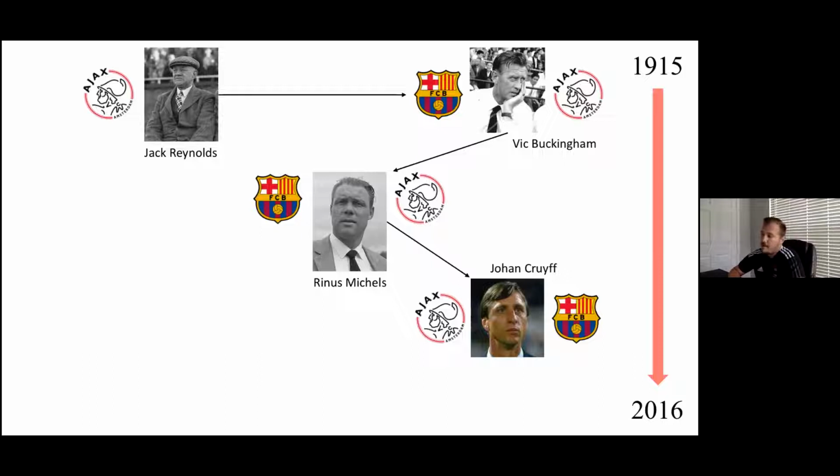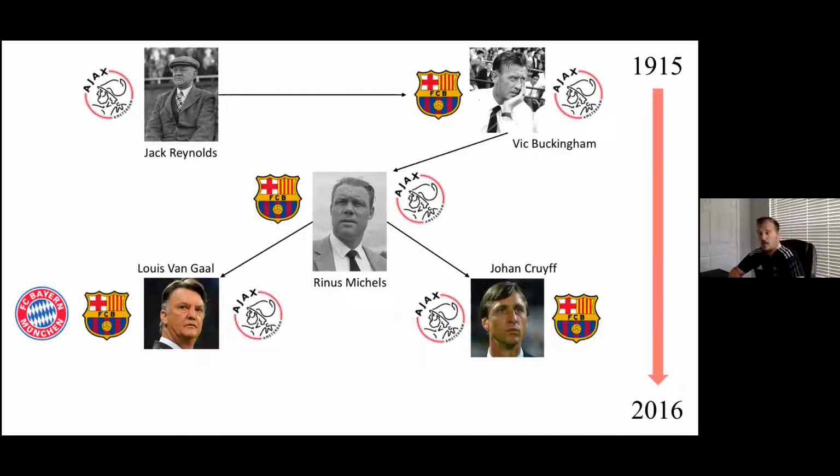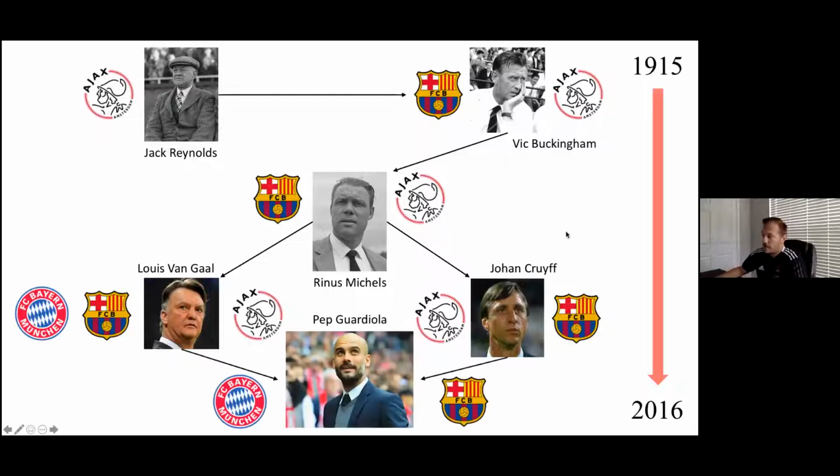At the same time that Johan Cruyff was a player at Ajax and Rinus Michels was the coach at Ajax, a man named Louis van Gaal was a backup, a bench player at Ajax. And he eventually went on to coach Ajax and then Barcelona and then Bayern. And a man who was coached by both Cruyff and Van Gaal that we know today is Pep Guardiola, who went on to coach FC Barcelona and then Bayern Munich as well. So it shows a little bit of this tree that connected from Queen's Park FC to Guardiola.